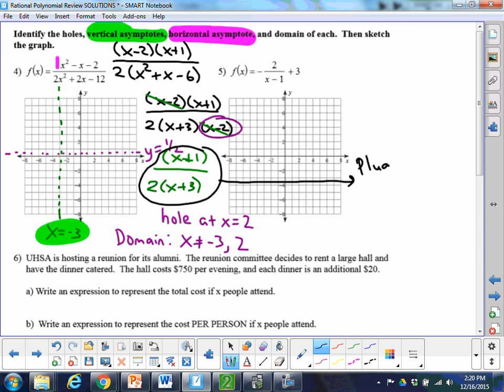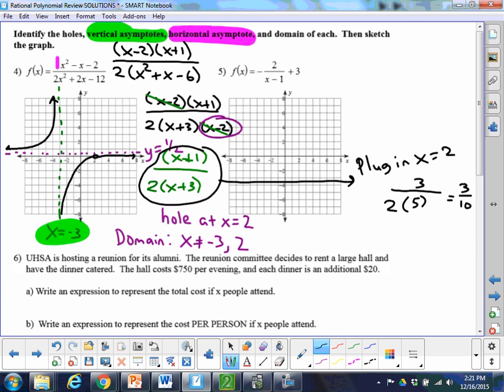So if we plugged in 2 to that, so what would we have? 2 plus 1, so 3 up top, over 2 times 2 plus 3, 2 times 5. So it would actually be at 3/10. That'd be the y value where it would have been. So we just kind of need to make sure we account for it. So the graph did something like this, and then something like this. Make sure you emphasize there's a hole there, and then it keeps going. Okay, so just approximates on that. And that's it for number 4.